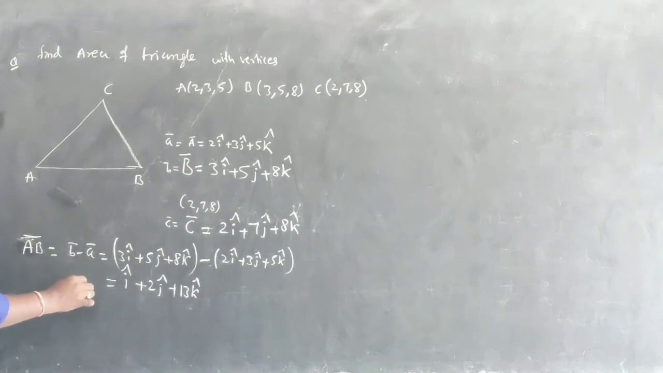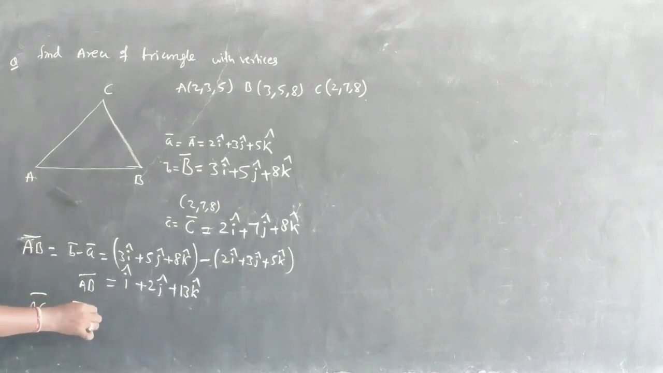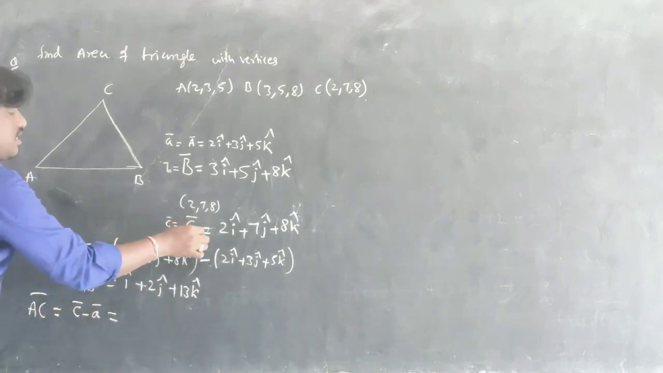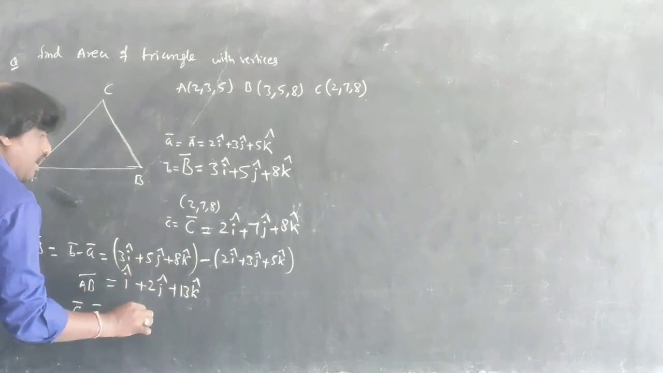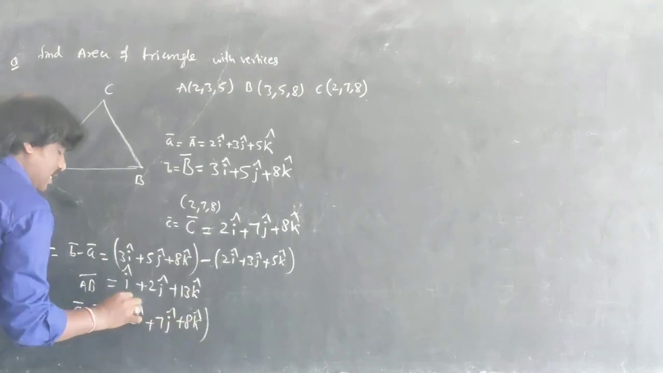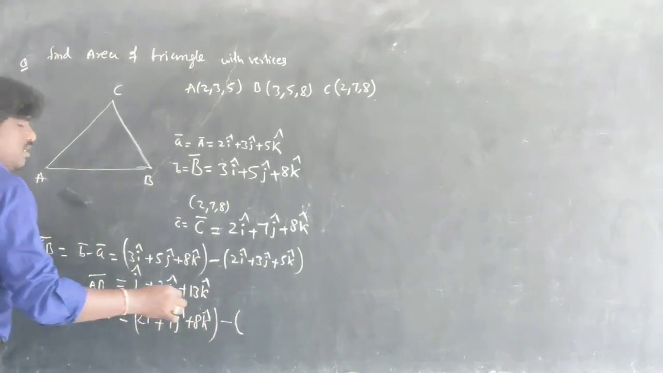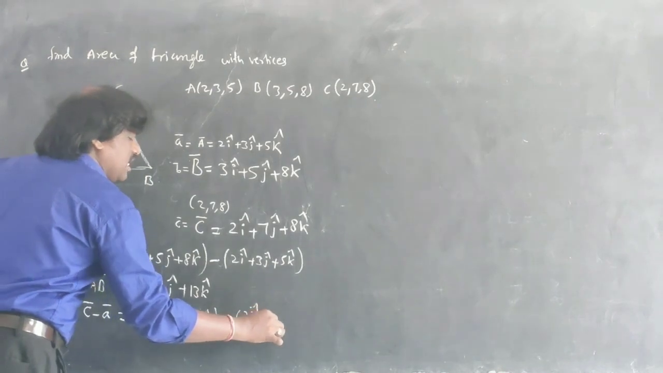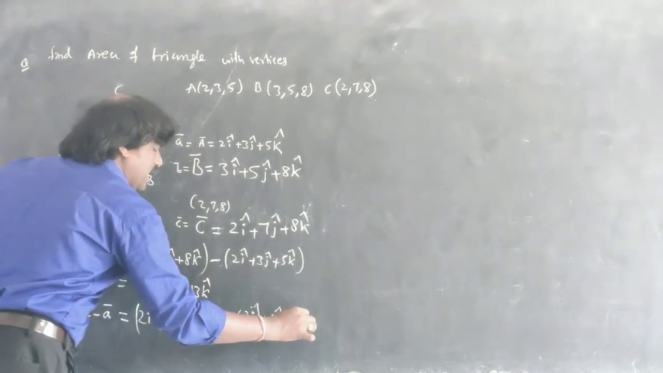So I got the AB vector, one side of the triangle, and another adjacent side is what we need. Let us find the AC vector also. AC vector will be C vector minus A vector. The C vector is 2i cap plus 7j cap plus 8k cap, minus the A vector, 2i cap plus 3j cap plus 5k cap.